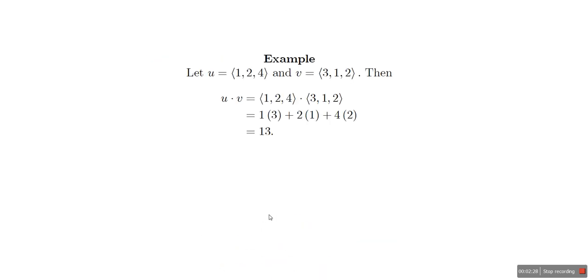First, let us look at a very simple example. Let's consider the vectors u and v with components 2, 4 and 3, 1, 2 respectively. The dot product of u and v is simply obtained by taking 2 times 3 plus 2 times 1 plus 4 times 2, which is equal to 13.